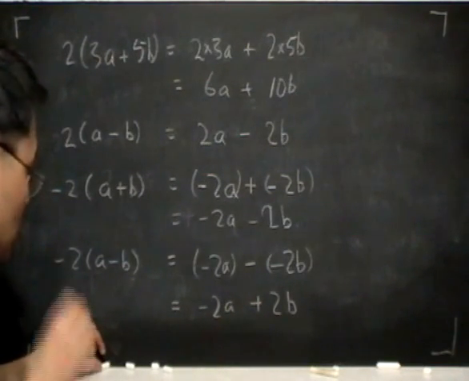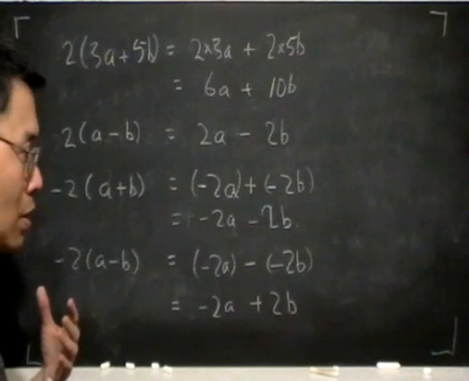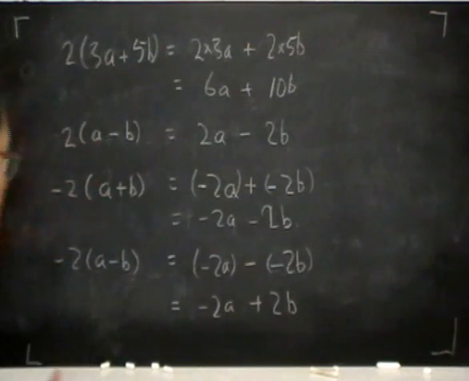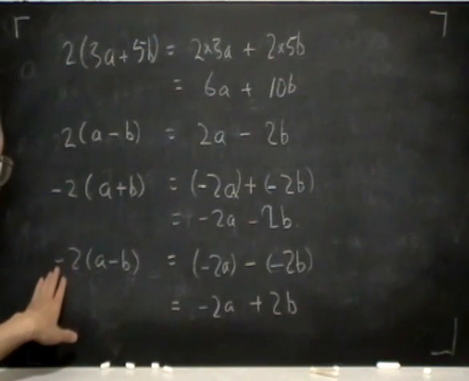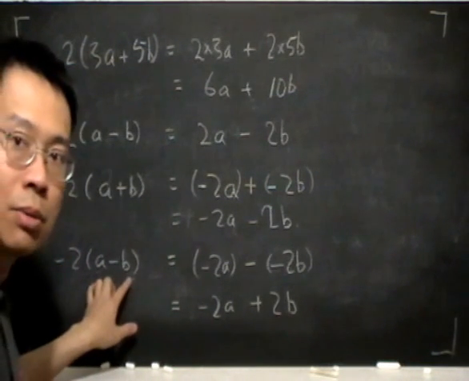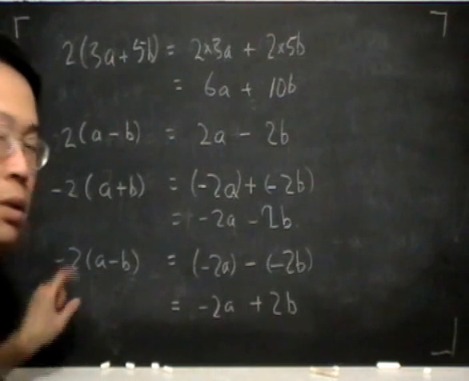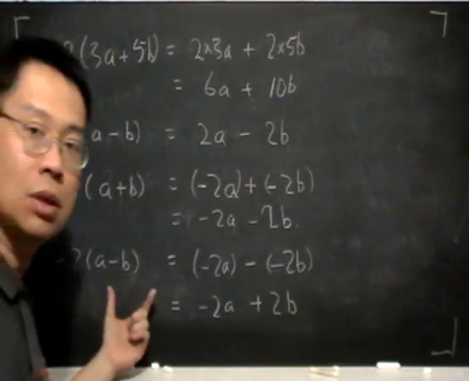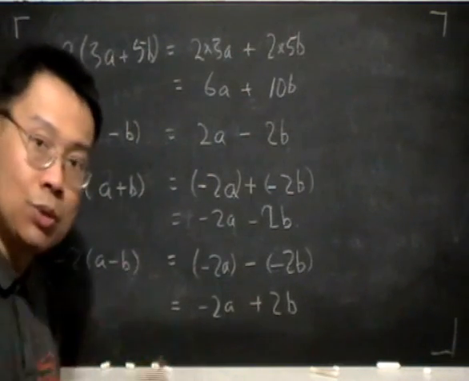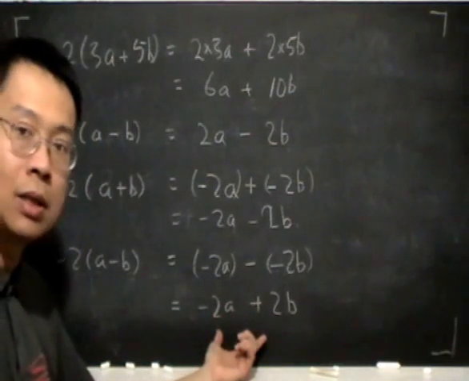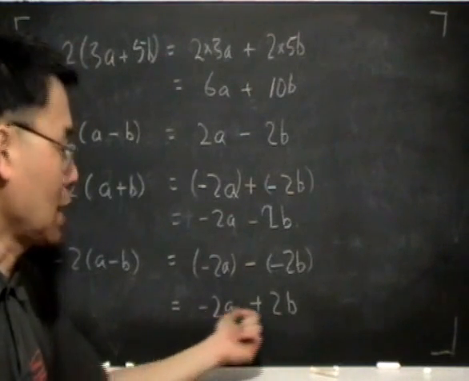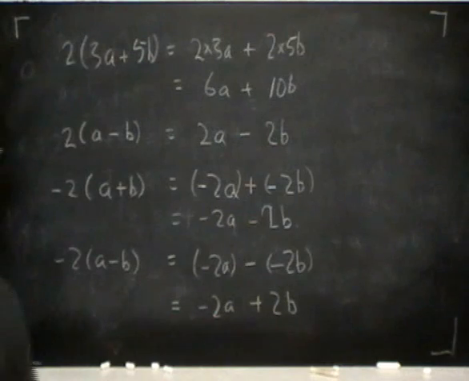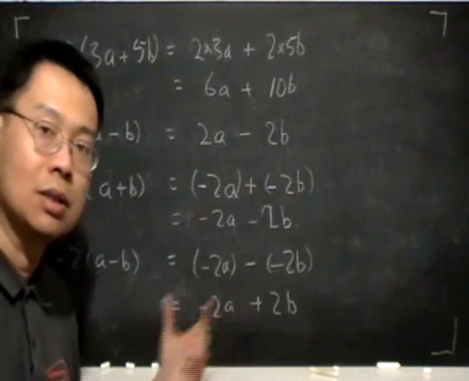So this gives rise to a rule which people sometimes talk about, which is that if you multiply a bracket by a negative number, or you can say if there's a minus sign in front of a bracket, then when you remove the brackets, all the signs in the bracket change, or all the signs in the bracket get reversed.